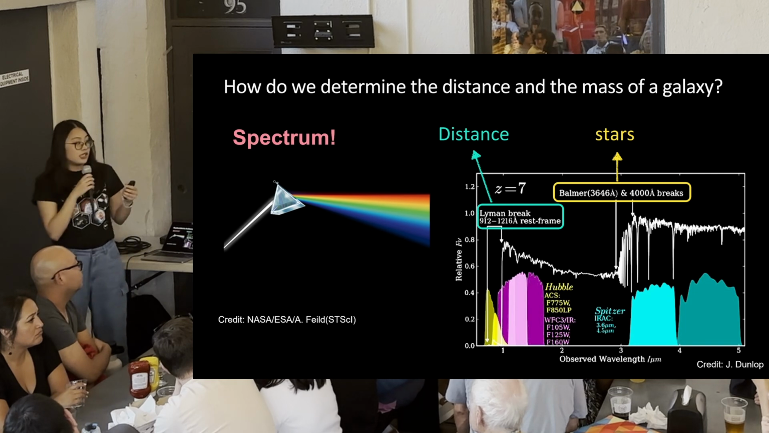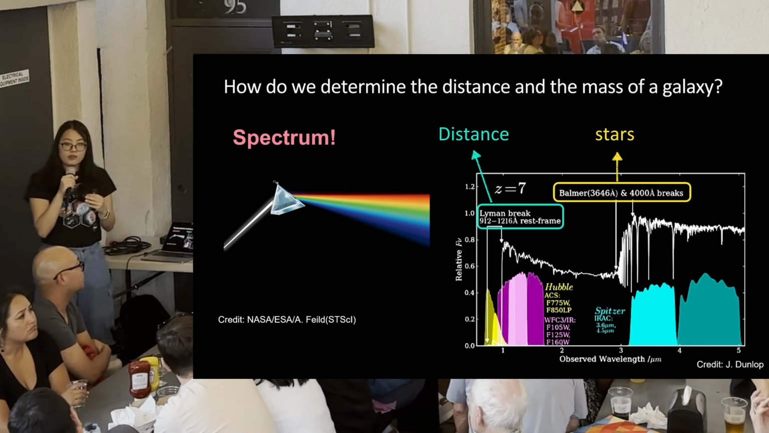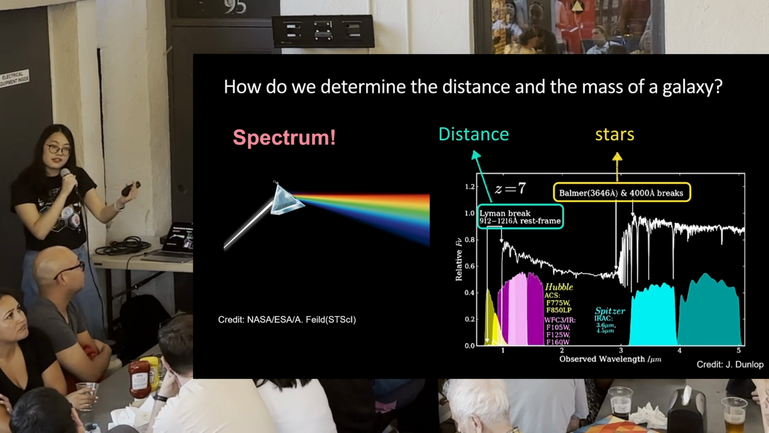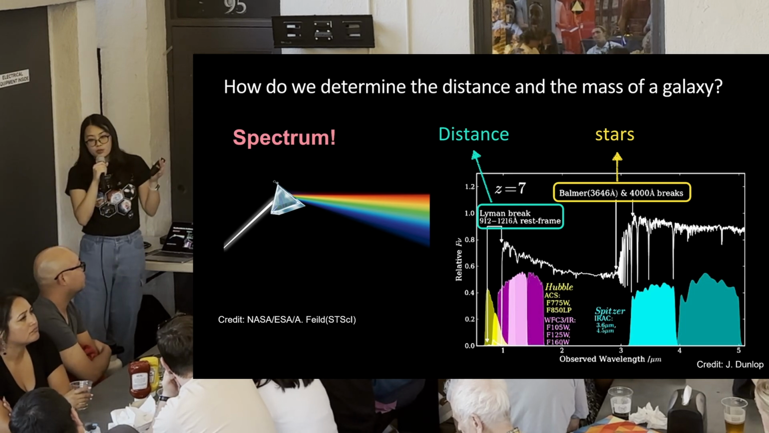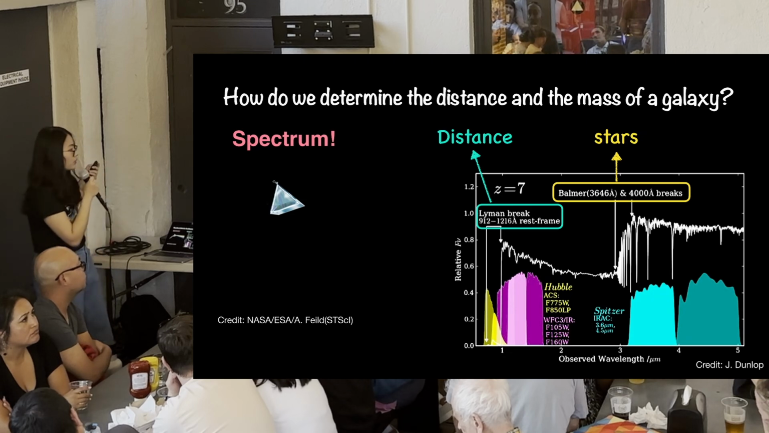And finally, we need to measure the overall level of the spectrum. Because imagine that you are looking at two things at the same distance. A brighter galaxy would definitely be more massive. In that case, the spectrum is at a higher level.